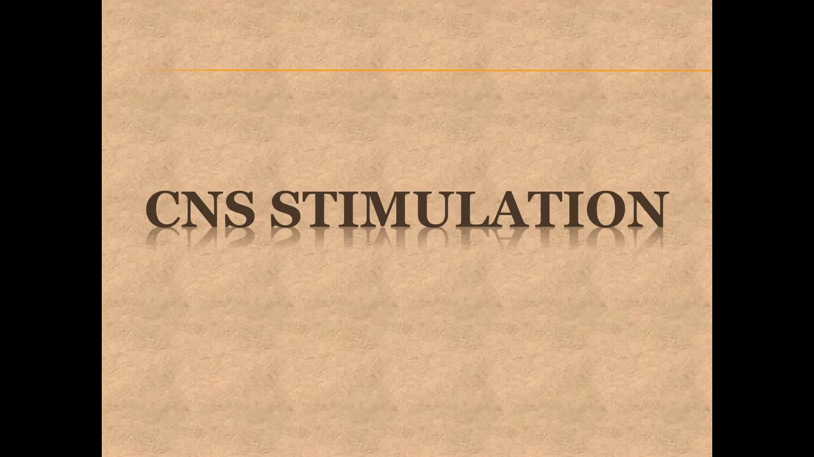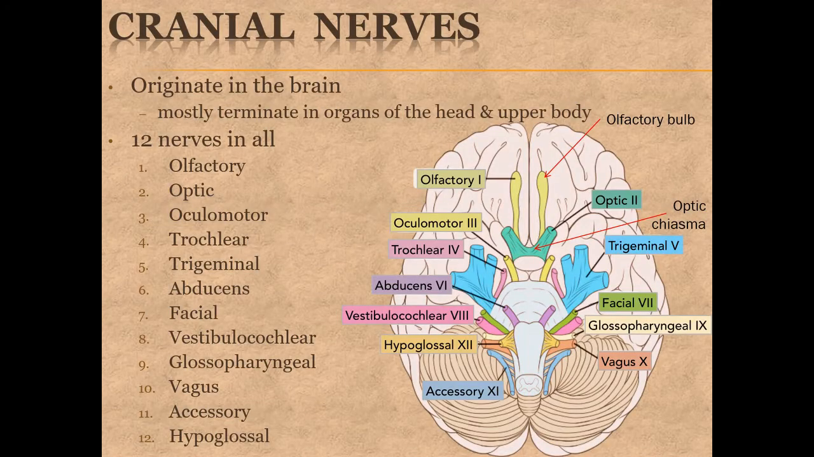So, the central nervous system. Okay, so we're going to go over the cranial nerves just a little bit. These all originate within the brain, and most of them terminate in the organs of the head and upper body. So you will see your olfactory, one. These are the olfactory bulbs.